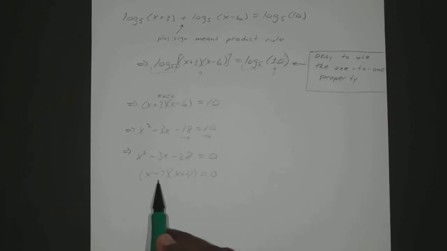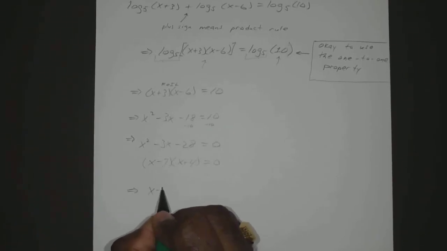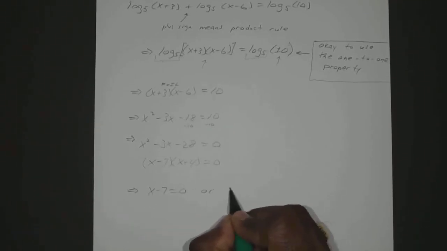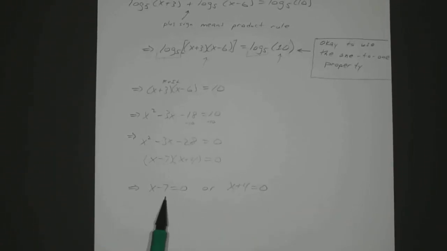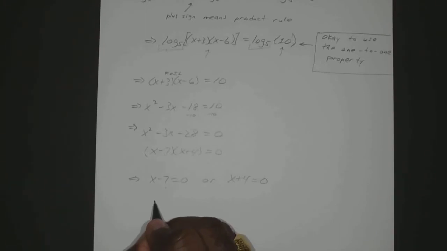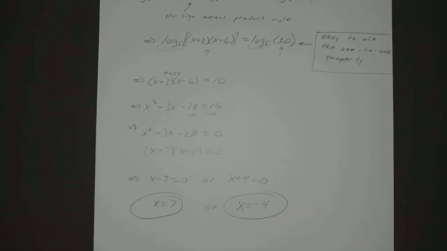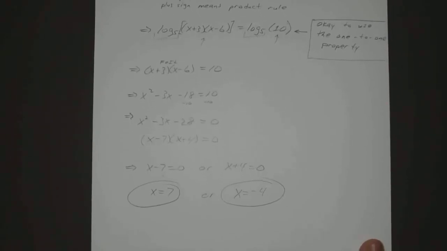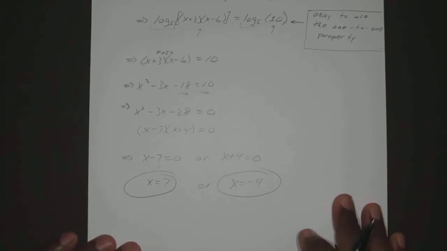Okay, so that means that x minus 7 can equal 0, or x plus 4 can equal 0. So if we add 7 to both sides here, x can equal 7. Or subtract 4 from both sides here, x can equal negative 4. Okay. So we have it. Now we just have to plug it in. Make sure that we don't get any negative logarithms.